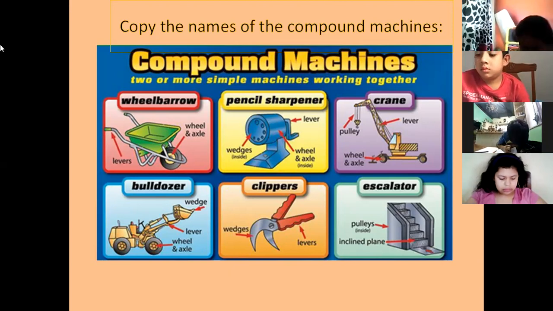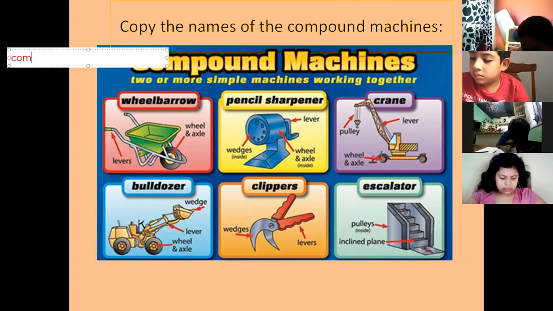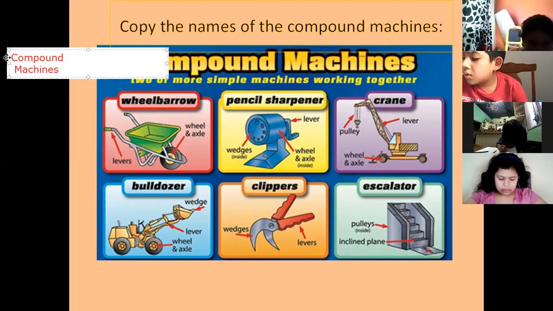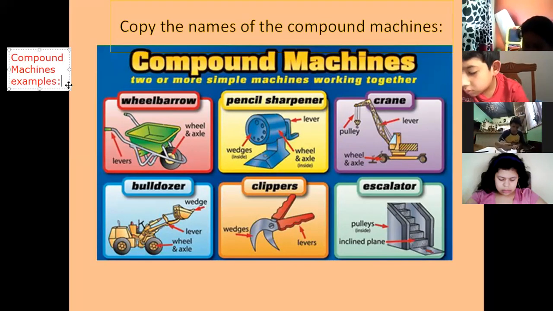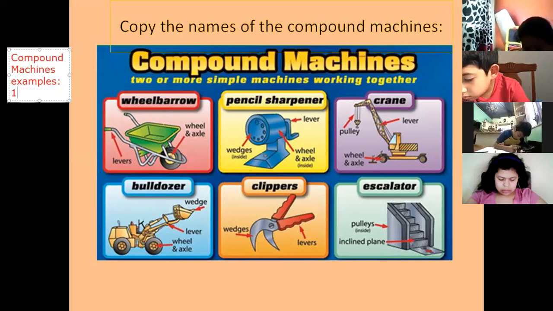I need to write all the examples, right? Yes. So write compound machines examples, because we are working with compound and complex. But these are not complex machines, these are compound machines examples. This is what I want you to copy in your notebook. Compound machines examples in a line, okay? I read it like this because I don't have a space there, but I want you to copy this in one line. Compound machines examples. And then 1, wheelbarrow.